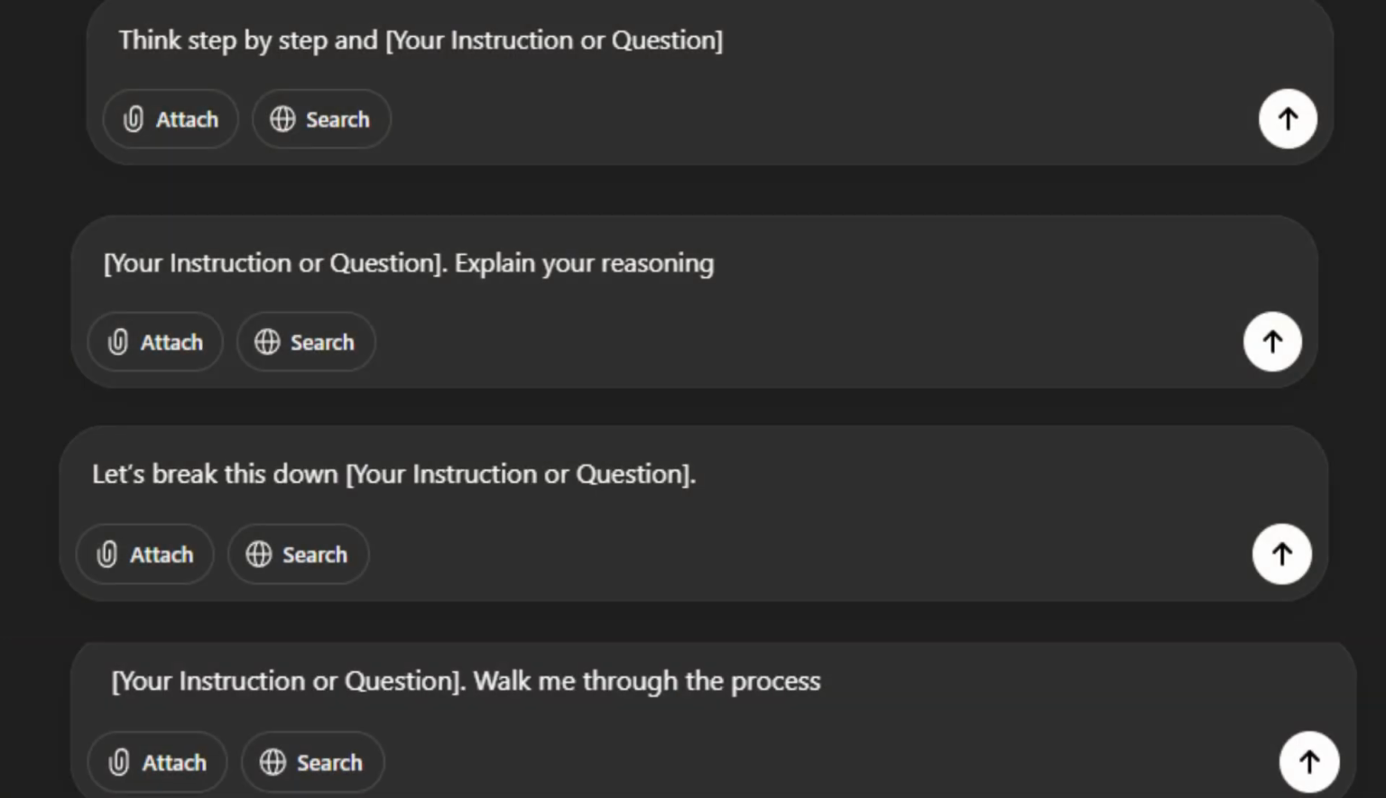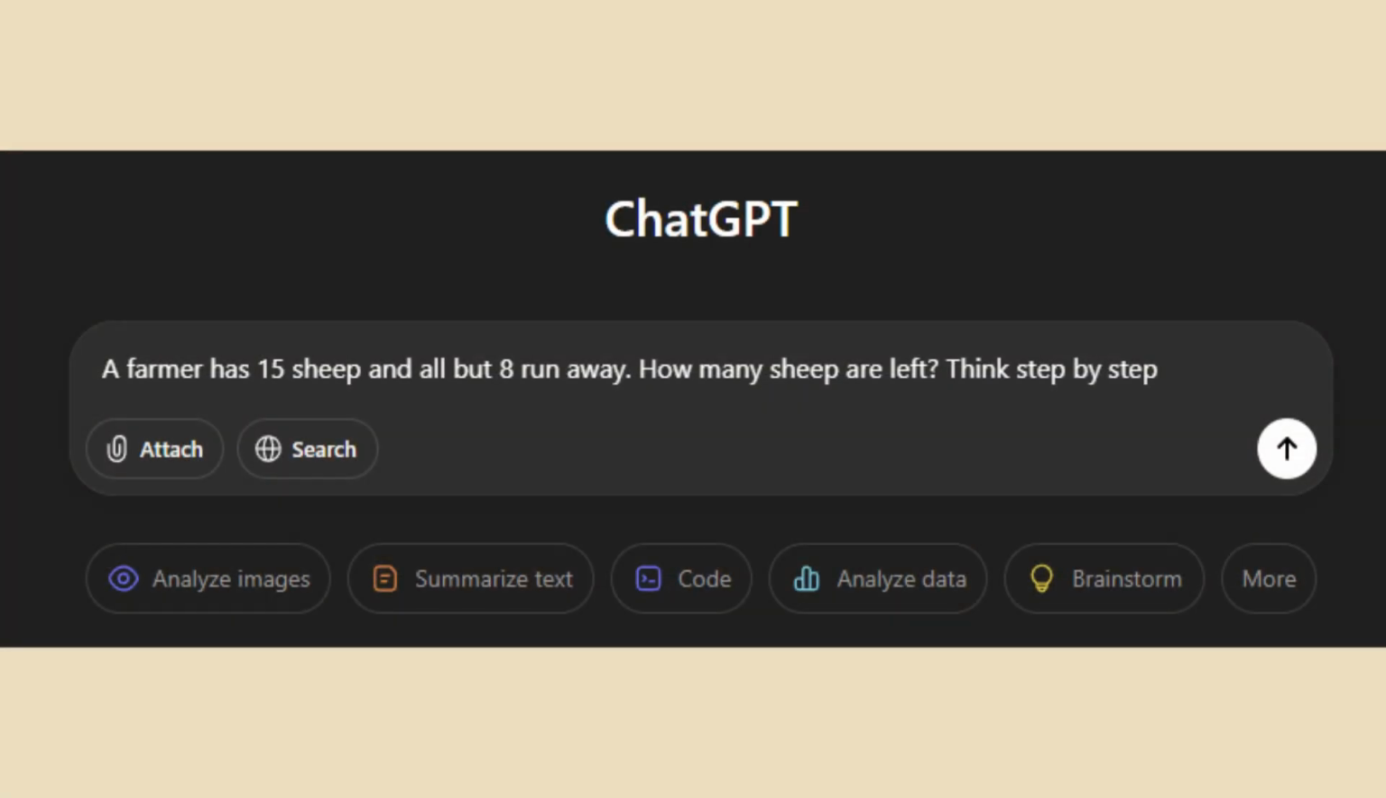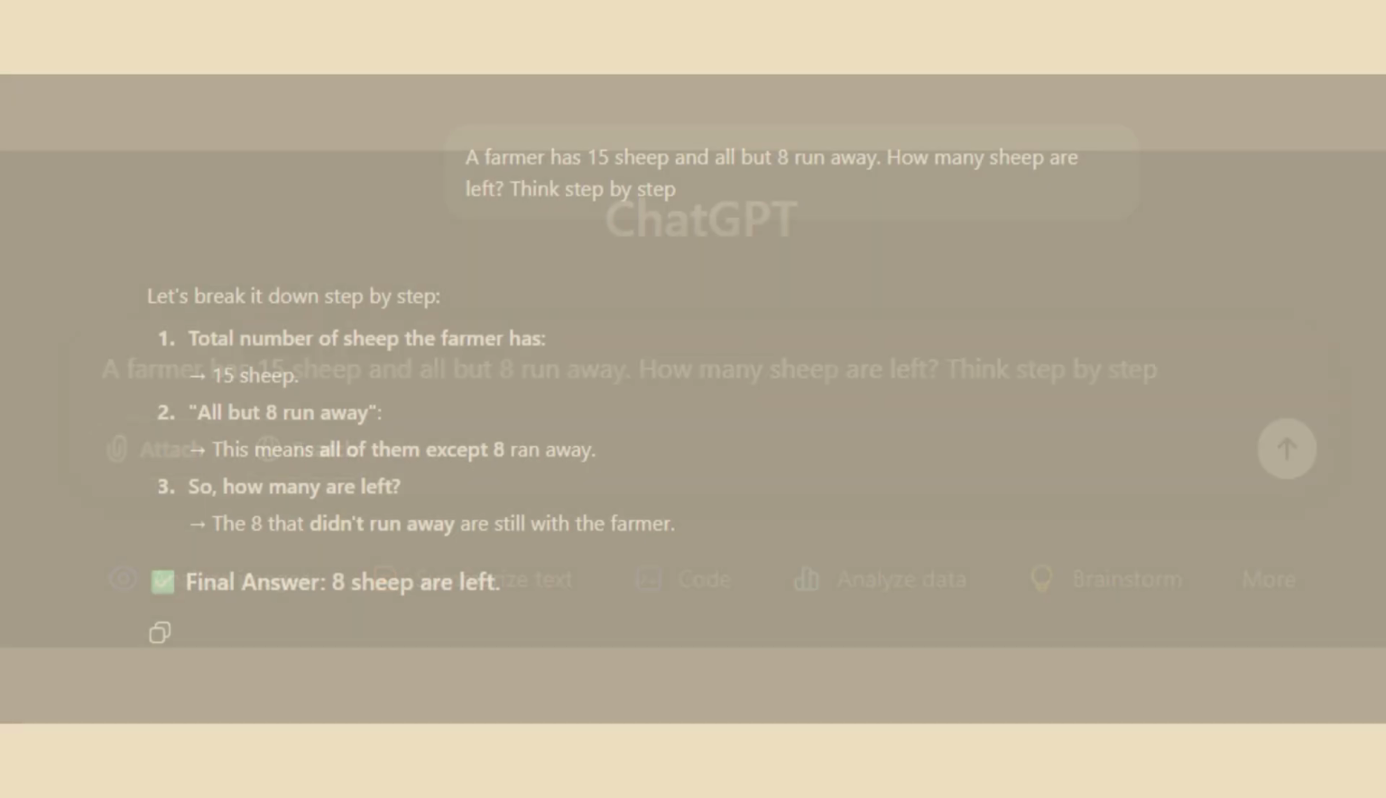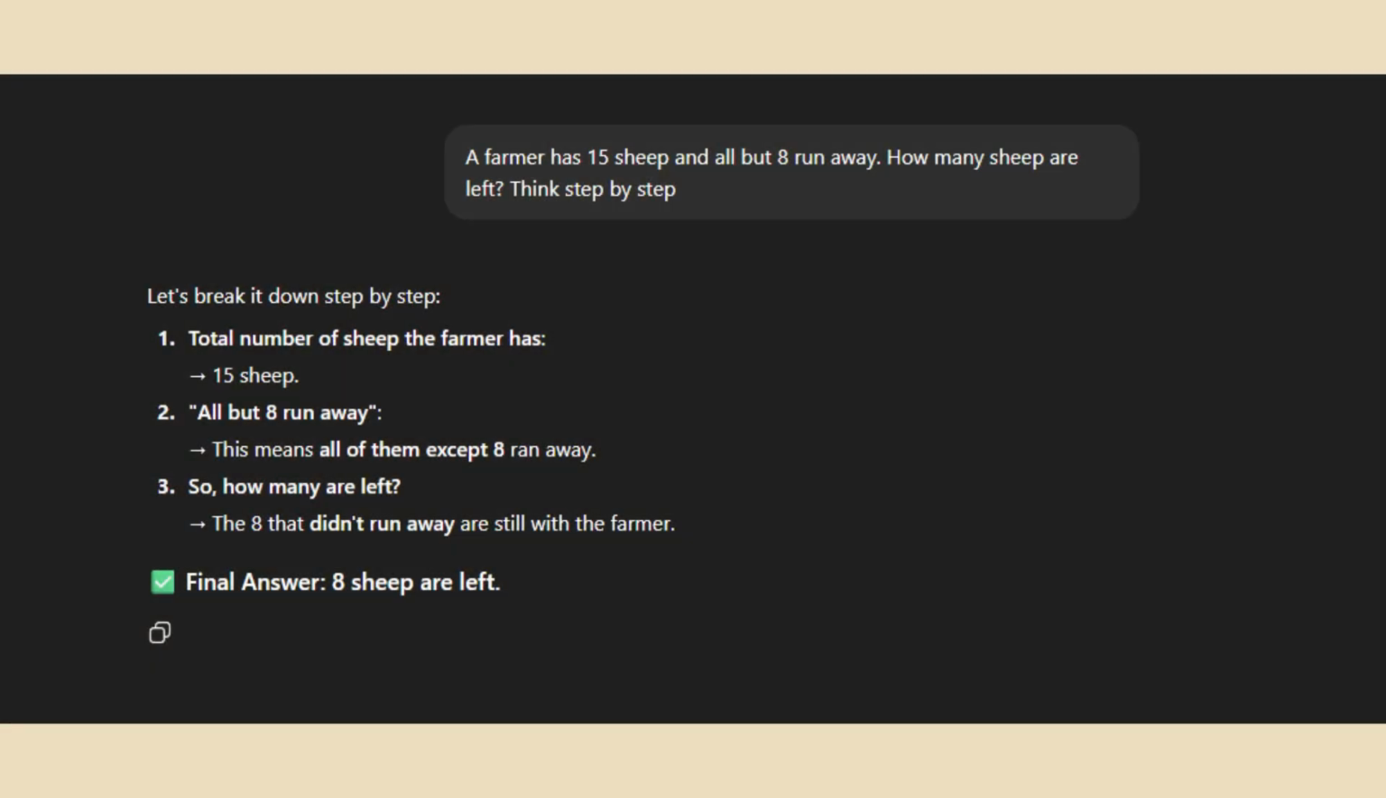Let's say you give this prompt: a farmer has 15 sheep and all but 8 run away. How many sheep are left? Think step by step. The AI now replies: the farmer has 15 sheep, all but 8 run away means 8 stayed. So the answer is 8 sheep are left.